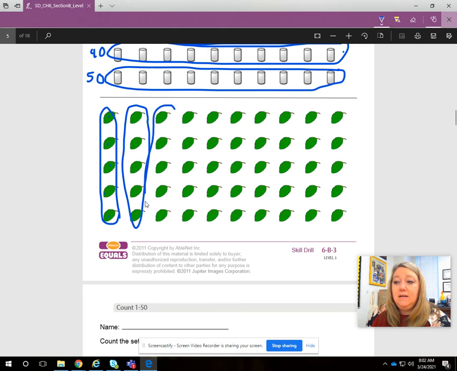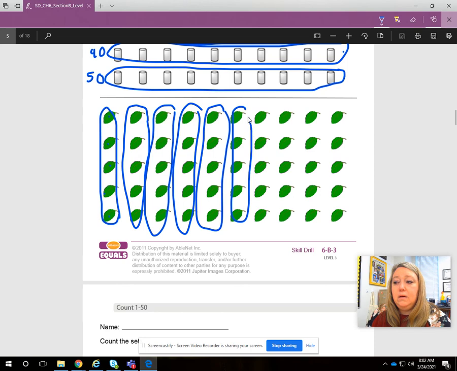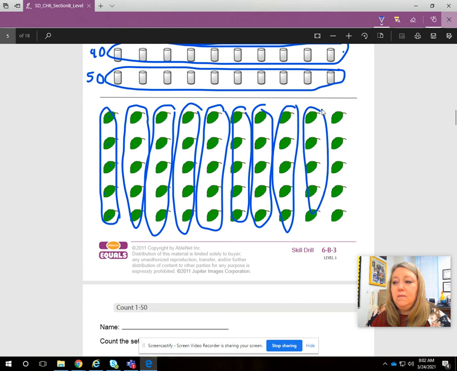10, 15, 20, 25, 30, 35, 40, 45, and 50. We just created 10 sets of 5, and that is equal to 50.